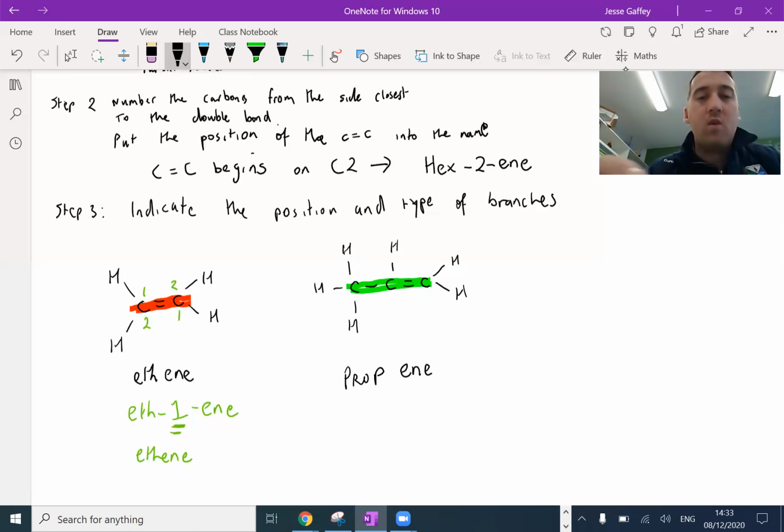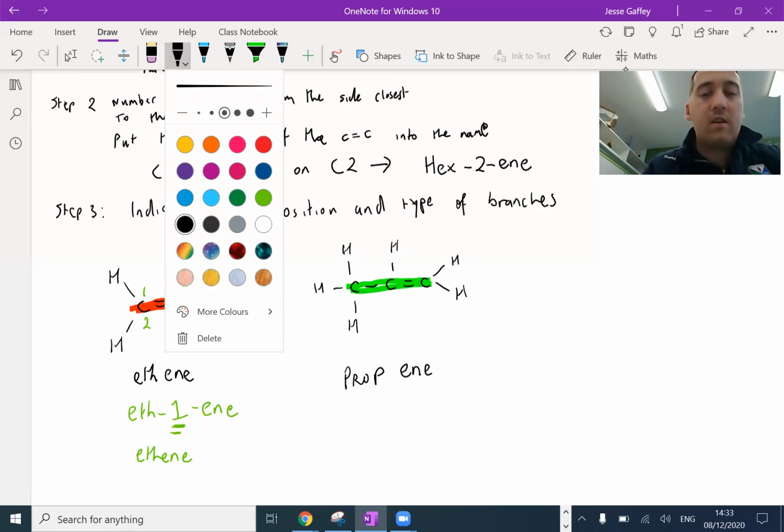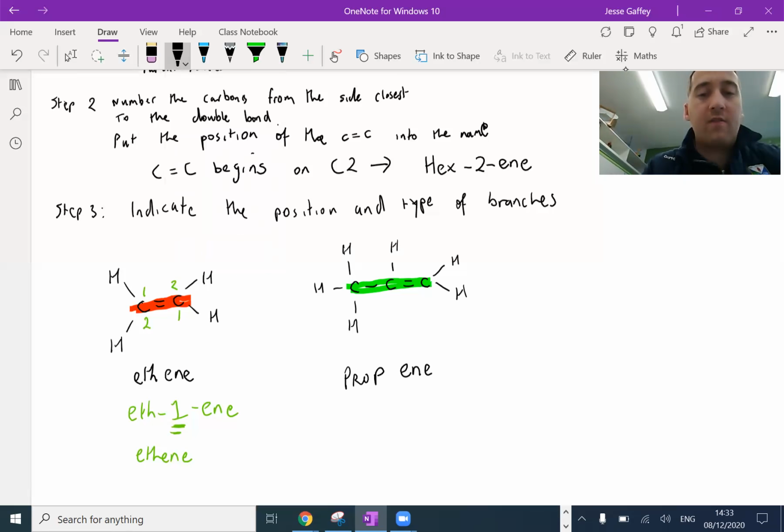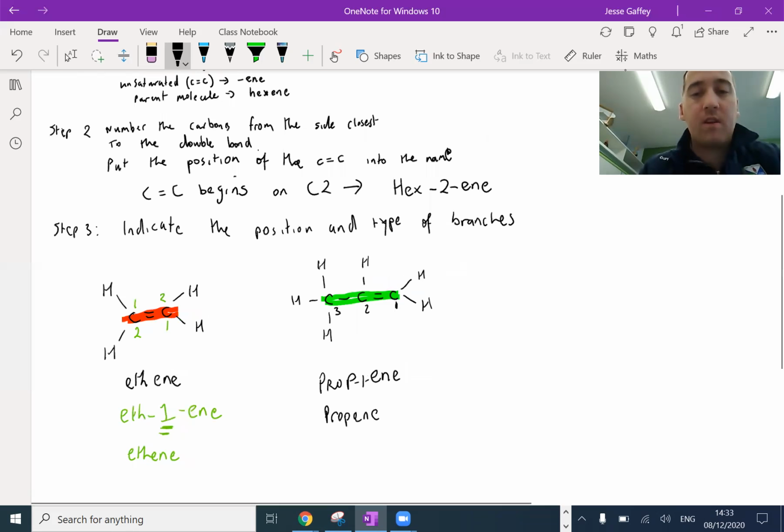Now, we're going to start with the side closest to the double bond, sorry. So this is 1, 2, 3. We're going to start from this side. So this just gives us, again, prop-1-ene. Now, because it's prop-1-ene, it's after carbon number 1, this generally just gets written as propene. You can drop the 1. Okay, what about this one?